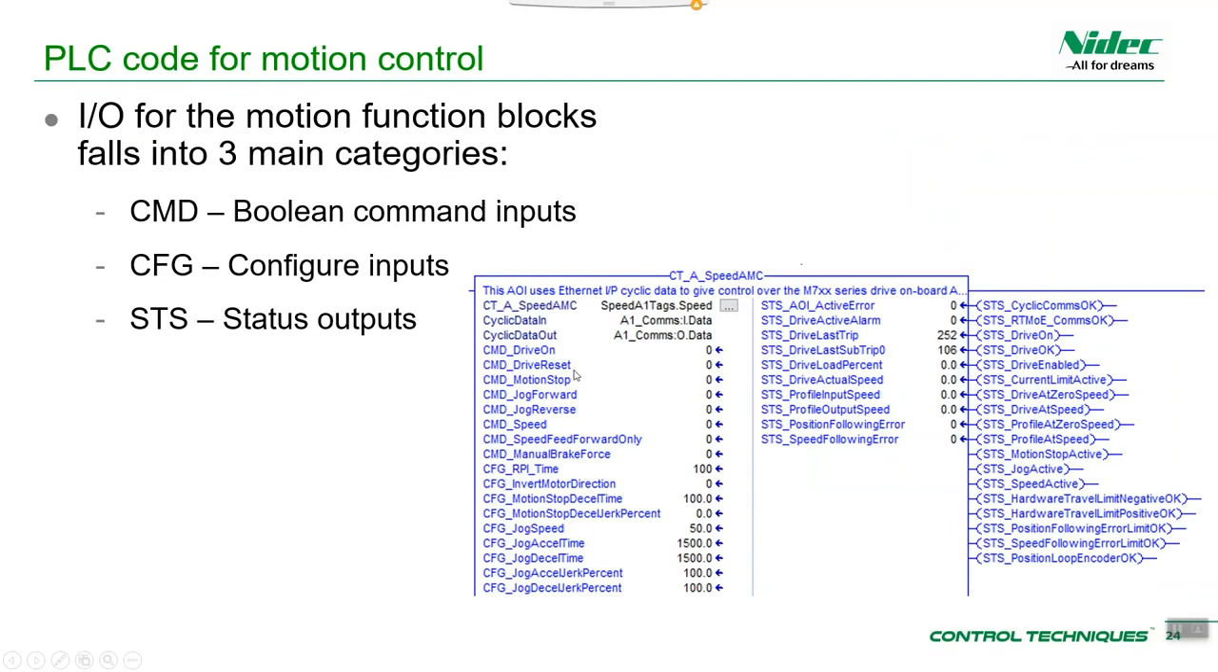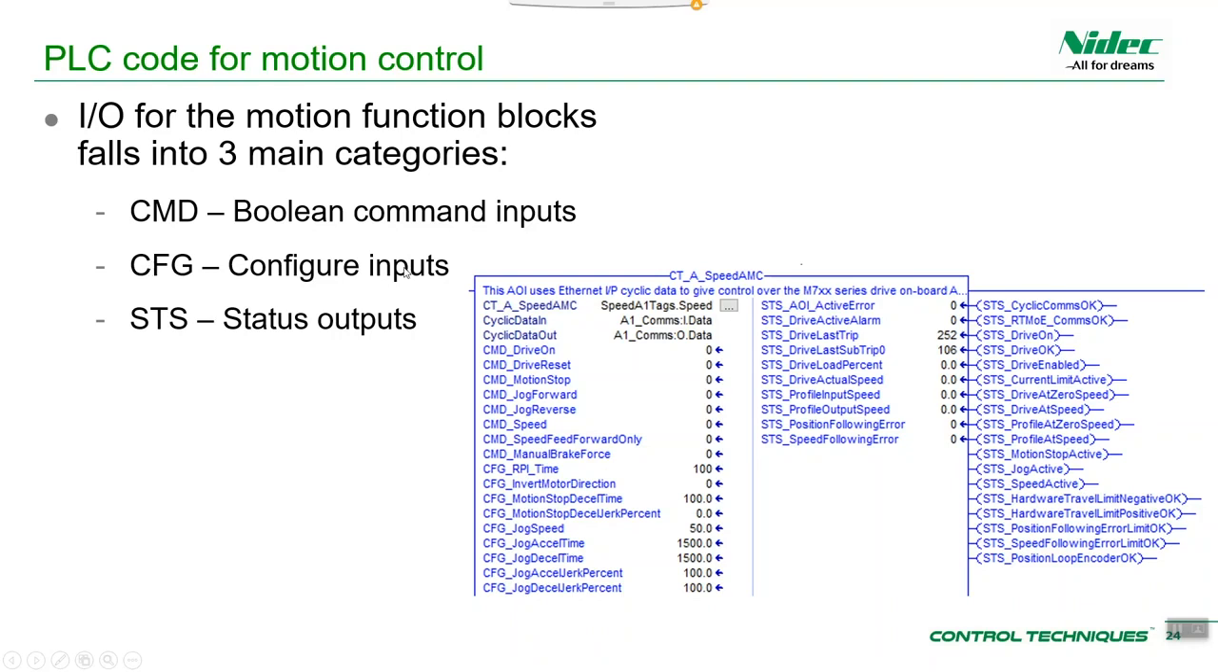So the function blocks themselves, the inputs and outputs, have 3 main categories. We have inputs that start CMD. CMD is command. These are typically Boolean command inputs, for things like drive on, so that's enabling the drive, enabling the motion controller within the drive, resetting the drive, calling a motion stop or a jog, etc.